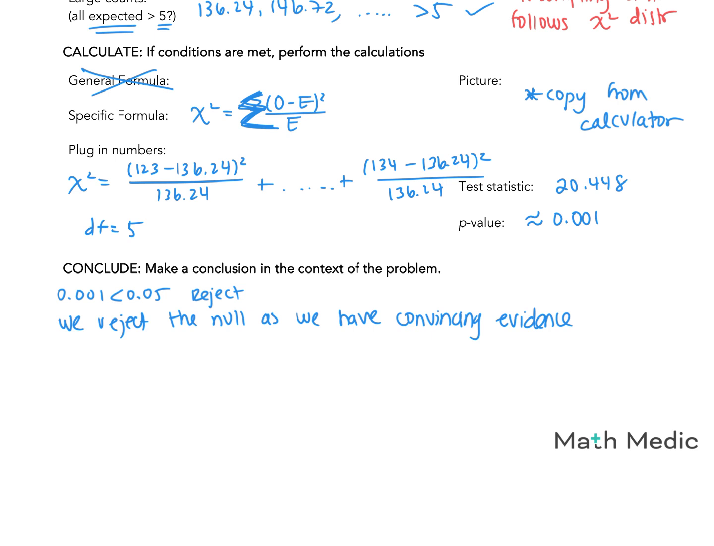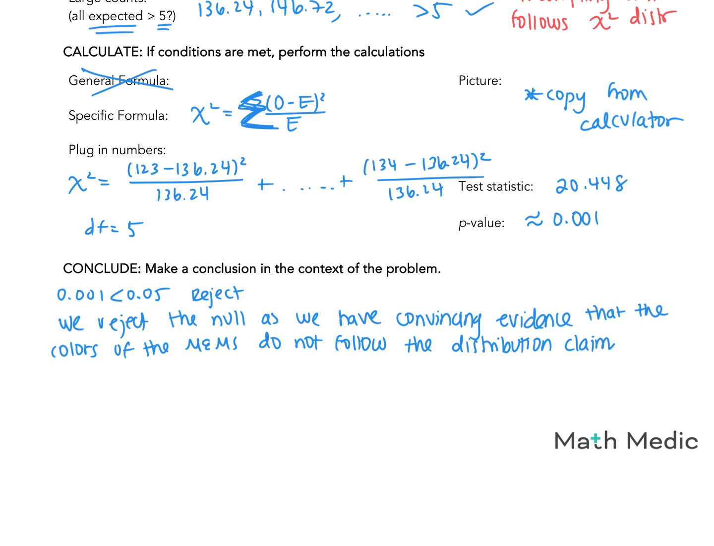I want this next part in context. I do not want us to write that the above proportions are incorrect. That doesn't mean anything. We want to know, do the M&M colors follow the distribution that Mars claims? And we have evidence that they do not. So we have convincing evidence that the colors of the M&Ms do not follow the distribution claimed by the Mars company.